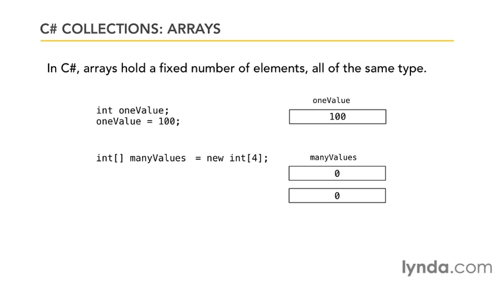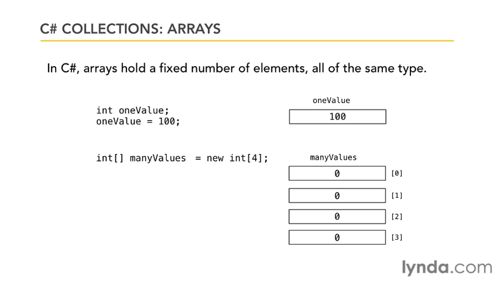And out in memory, what's going to happen is the .NET framework is going to create some space, and it's going to create a variable called manyValues, and there'll be 4 little boxes, all initialized to 0. The .NET framework takes care of initializing the array for you so that they're all 0. Now, arrays are 0-based indexes. So that first element of the array there is not element 1, it's actually element 0. And it counts up from 0 up to 3. So there's 4 elements, but it goes from 0 to 3.